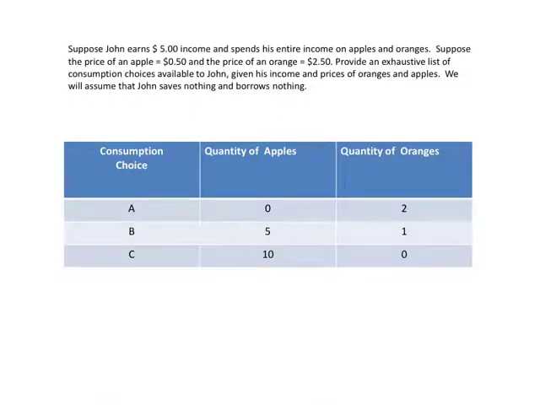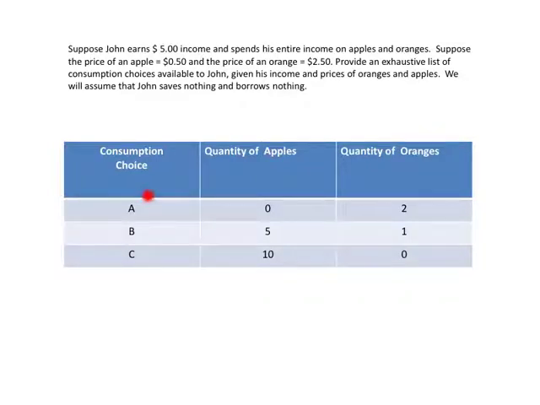Now let us look at another financial situation. John's nominal income is $5, which is the same we had under BL1. But now price of an apple is 50 cents. It's lower than what we had under BL1. And price of an orange increases to $2.50 a piece. So it's much higher than what we had under BL1. And using whole numbers, let us look at his consumption choices.